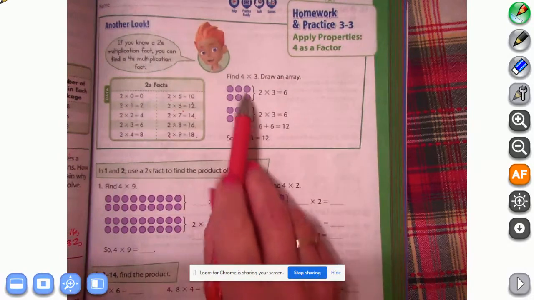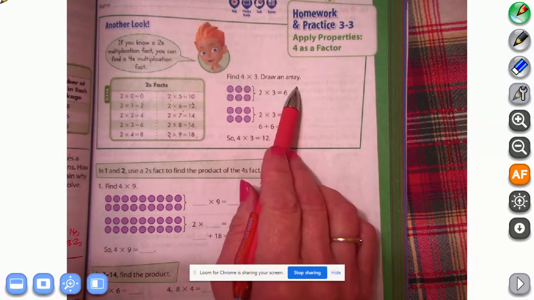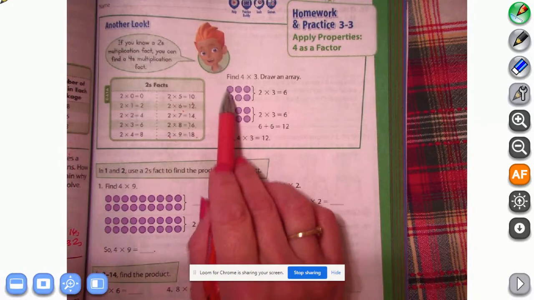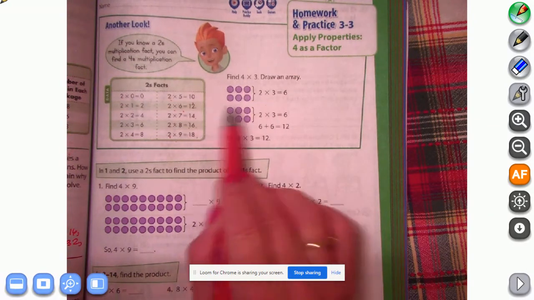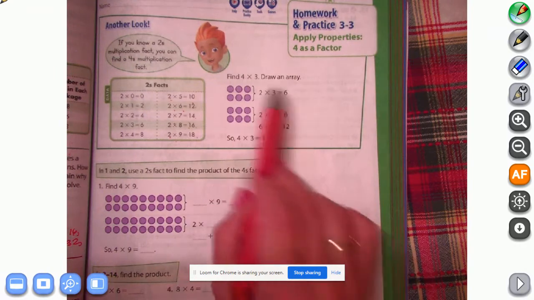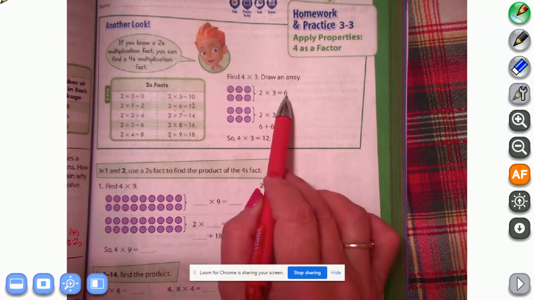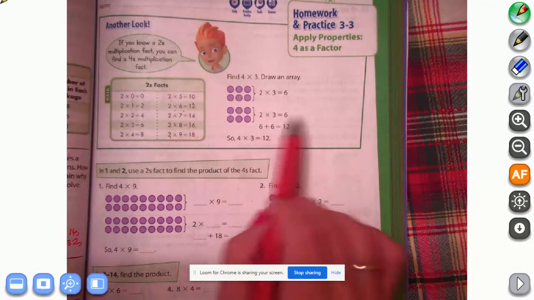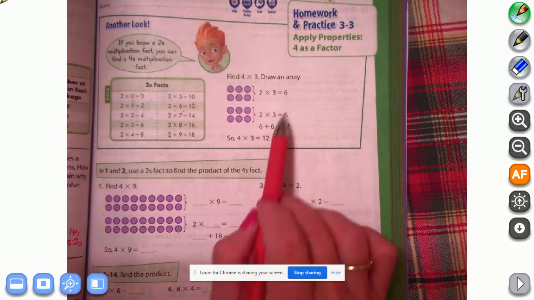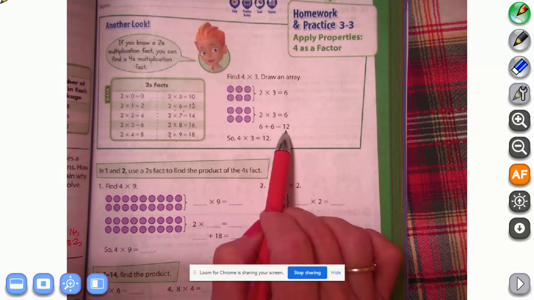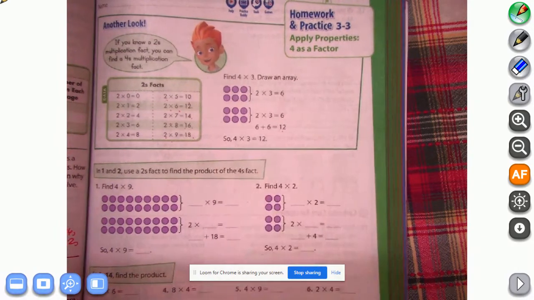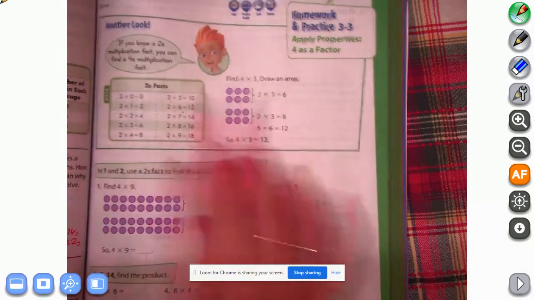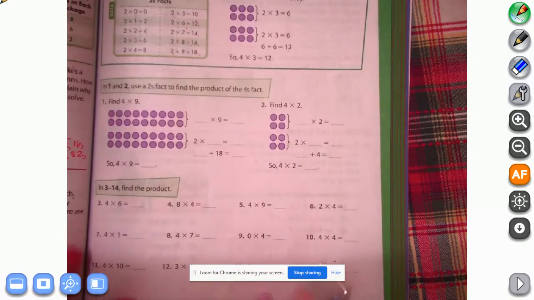Then it says, find 4 times 3, draw an array. So they have 4 rows with 3 in each row, but they divided it up into a 2 and a 2. So this set is 2 times 3 equals 6, and this set is 2 times 3 equals 6. So we're going to add the 6's together to get the whole total, which is 12. So 4 times 3 equals 12. Okay, that's just a guide to help you. Let's go talk about the problem.